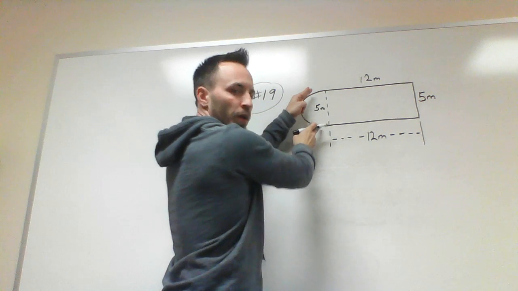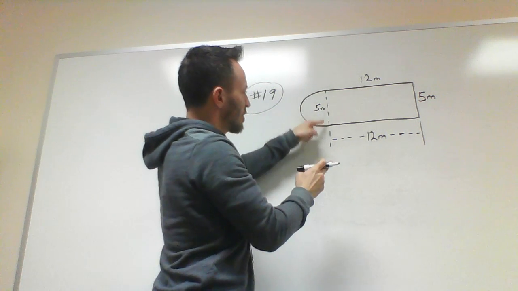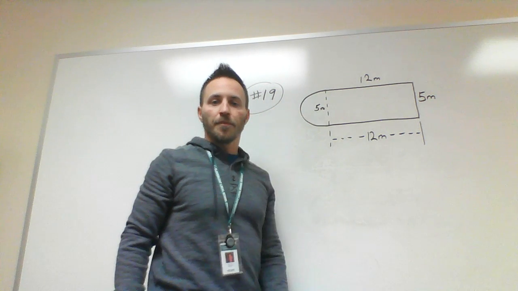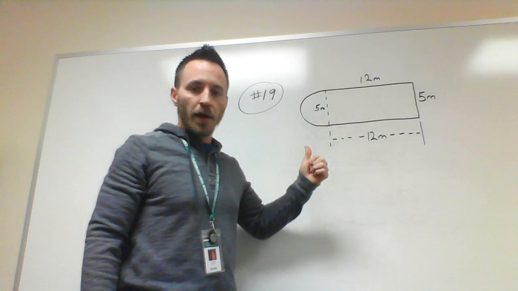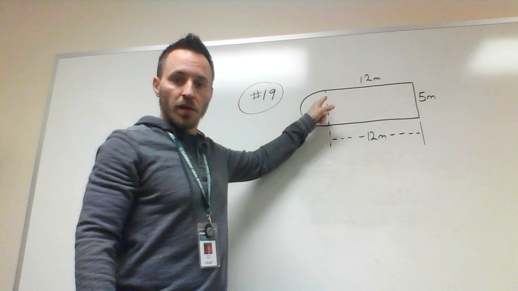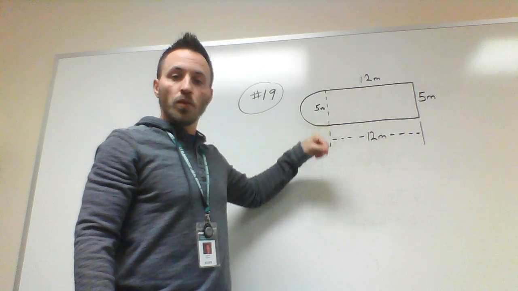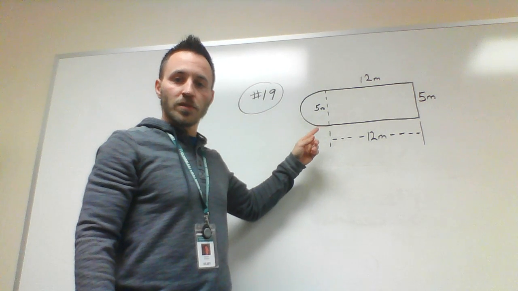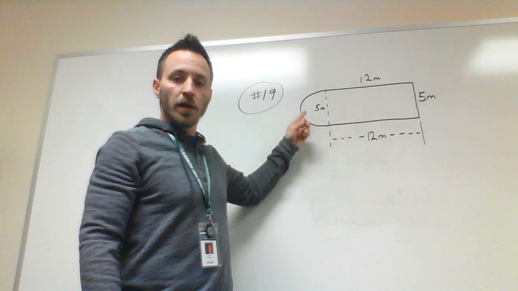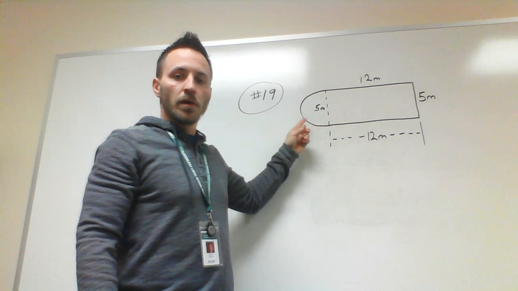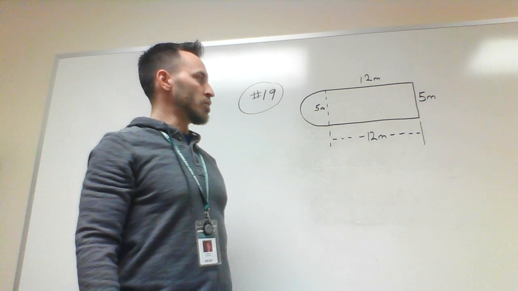Why would this be important? This measurement right here, I'll tell you why. That measurement right there gives us the diameter of the circle. We could use that number to help us figure out the area of that shape. So let's do the easy one first.